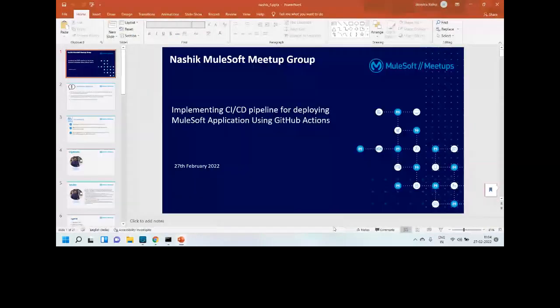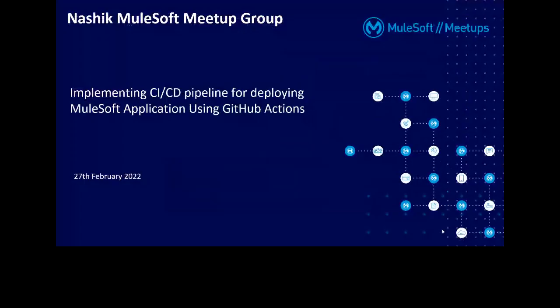So guys, welcome to the fourth Nashik MuleSoft Meetup. In today's meetup, we're going to see how to implement a CI/CD pipeline for deploying a MuleSoft application using GitHub Actions. So GitHub Actions is a workflow which can automate your deployment, build, and test. It's similar to any other pipeline like Jenkins or Azure or any other pipeline.